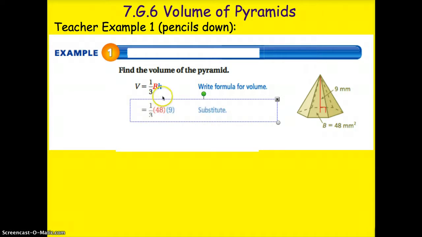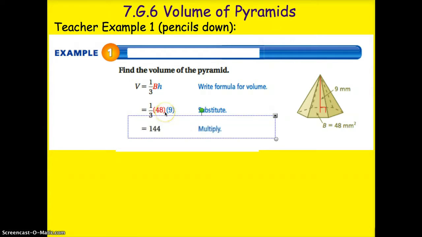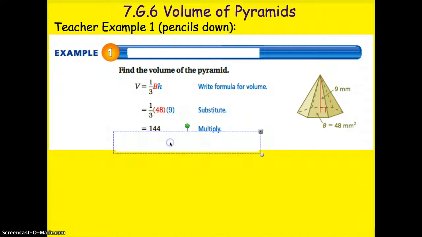So I can plug my numbers in, and now I can find 1/3 of either one of these numbers. 3 actually goes into both of these numbers. Remember, multiplying by 1/3 is the same thing as dividing by 3. So I can either take 9 and divide it by 3, or I can divide 48 by 3. It doesn't actually matter which one I choose. So let's say that I divided 9 by 3, I would have gotten 3. 48 times 3 is 144. Now, of course, as I already know, I cannot leave my answer like this. I need my units, and volume is always cubed. So 144 cubic millimeters.